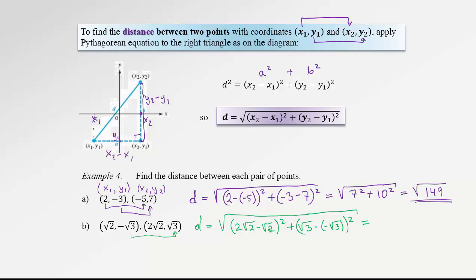2 root 2 minus 1 root 2 is just root 2. Okay, so we have root 2 square. The square will cancel the root in the next step. And here we have root 3 plus root 3, so it's actually 2 root 3. And then we square it. Equals root 2 square is just 2, and when we square this expression, 2 square is 4, and root 3 square is just 3. So altogether we have 12 plus 2 is 14, root 14. Again, there's nothing more to simplify, so that's the final answer.